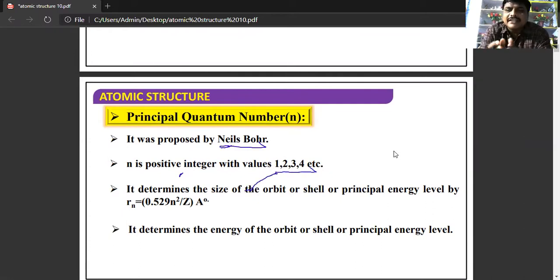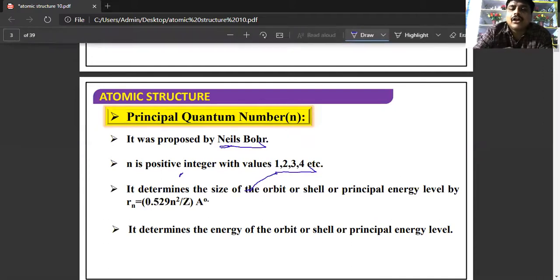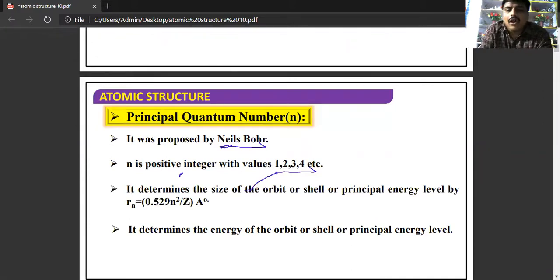It is denoted by the letter n. So what does it explain? It explains the size of the orbit or the shell, and it also explains the energy of the orbit.